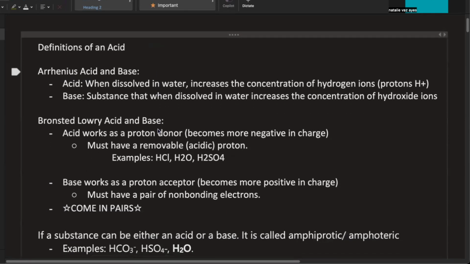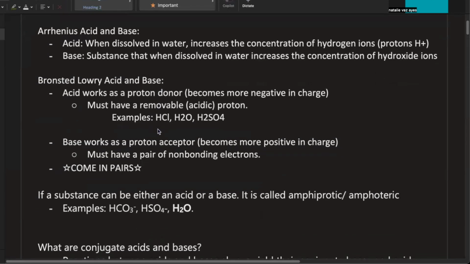There are three definitions of an acid, but for this topic, we're only going to focus on the Arrhenius acid and base and the Bronsted-Lowry base. So in the Arrhenius acid and base, when the acid is dissolved in water, it increases the concentration of hydrogen ions. So it increases the concentration of protons. Then in the Arrhenius base, the substance when dissolved in water, it increases the concentration of hydroxide ions. So that's going to be the OH negative.